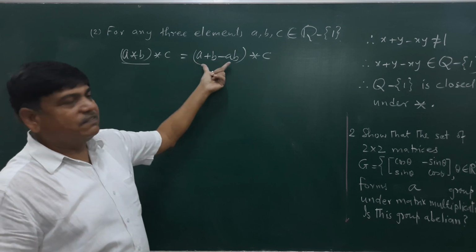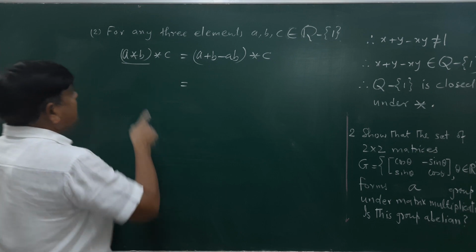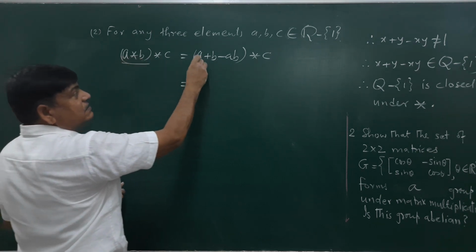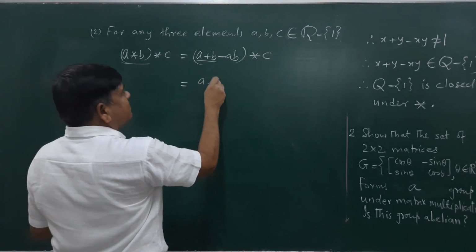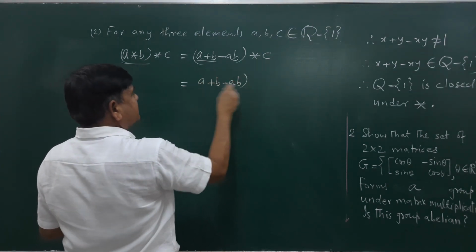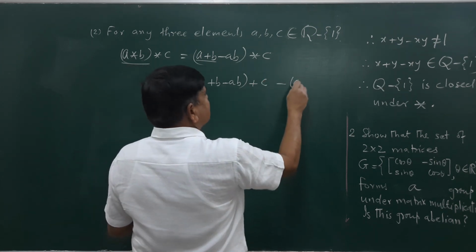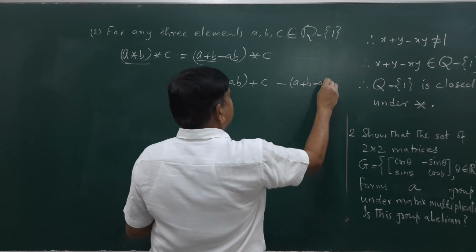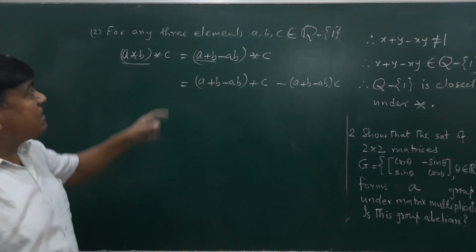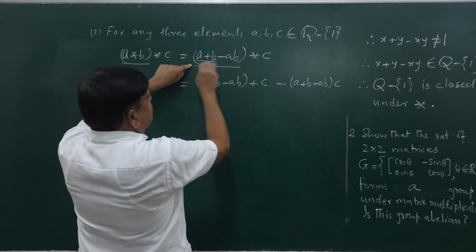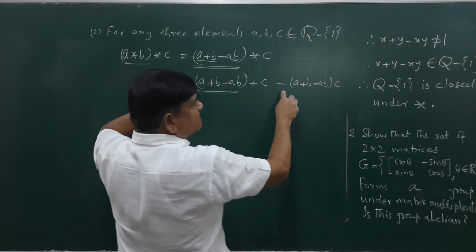A * B, definition इसकी बात. क्या है definition? दोनों को add, minus then subtraction. So here it is A plus B minus AB, then plus C minus (A plus B minus AB) into C. थोड़ी देर के लिए अपने दिमाग में इसको x मान लो. So it is x * C. So it is x plus C minus xC.